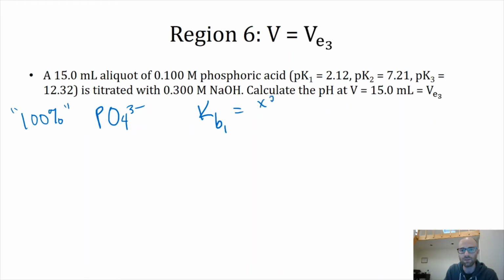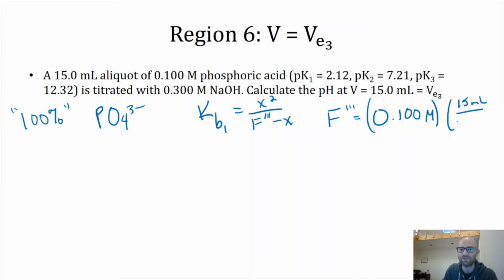KB1 is going to be equal to x squared over f triple prime minus x. So f triple prime in this case is, I like using the initial one because it's the numbers I have here. It's a 0.1 molar solution of phosphate. We started with 15 milliliters. We've added 15 milliliters of base. Oh, look at that. I picked some numbers so it worked out nicely.